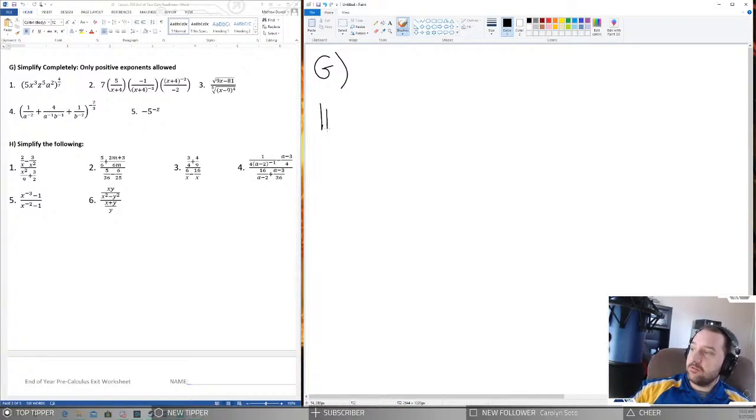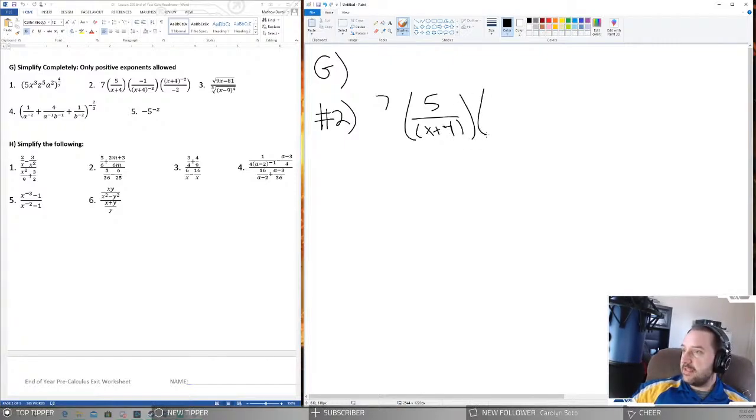So if I were to do, let's say, number 2, I want to separate this so I get 7, and then it's 5 over x plus 4. And then the negative 1 is on top. Now, if you notice, it says x plus 4 to the negative third on the bottom. Whenever we have a negative exponent, we can move it over the divisor to then make it positive. So I actually want to take that and move that to the top.